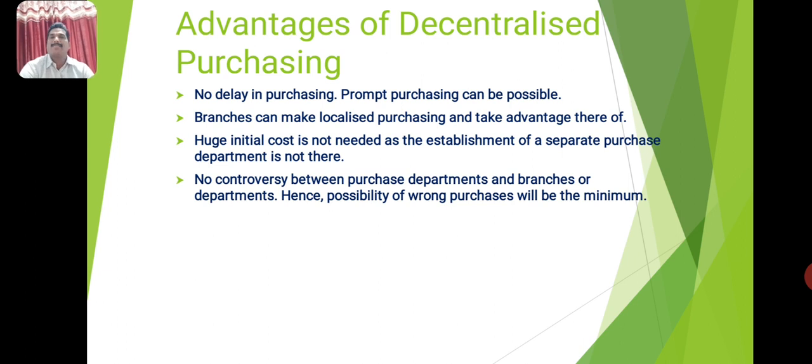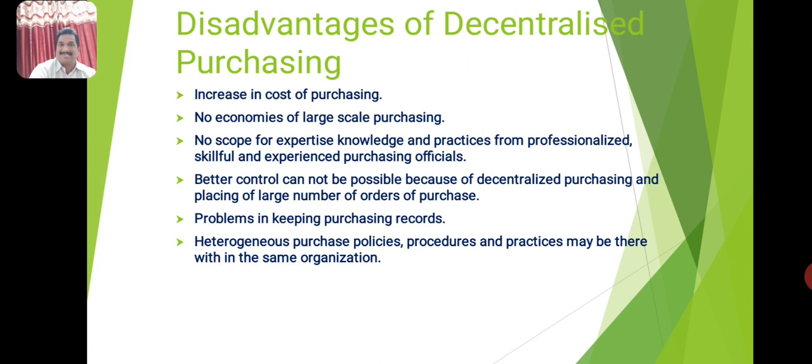So there will not be any mistake in the purchasing. So these are some of the advantages of decentralized purchasing. That is, no delay will be there. The branches can make localized purchasing. Then a huge initial cost is not at all required in this case, and there is no controversy or conflict between the purchasing department and other departments, and there is no possibility of any wrong purchasing by the departments. Then let us see what the disadvantages of decentralized purchasing are.